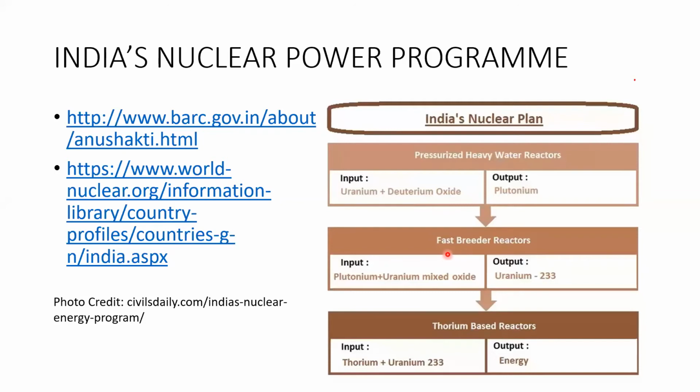In the next stage, fast breeder reactors are used, where the input is the plutonium and uranium mixed oxide. I mean natural uranium is used with the plutonium, so the output is uranium 233. This will breed uranium 233.